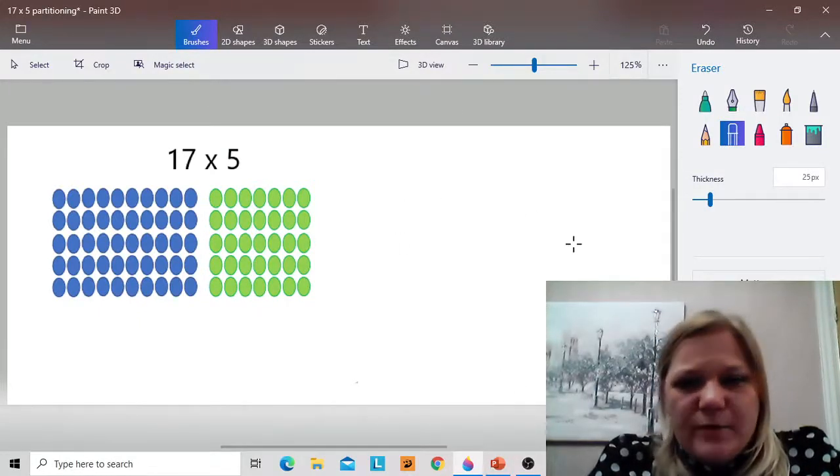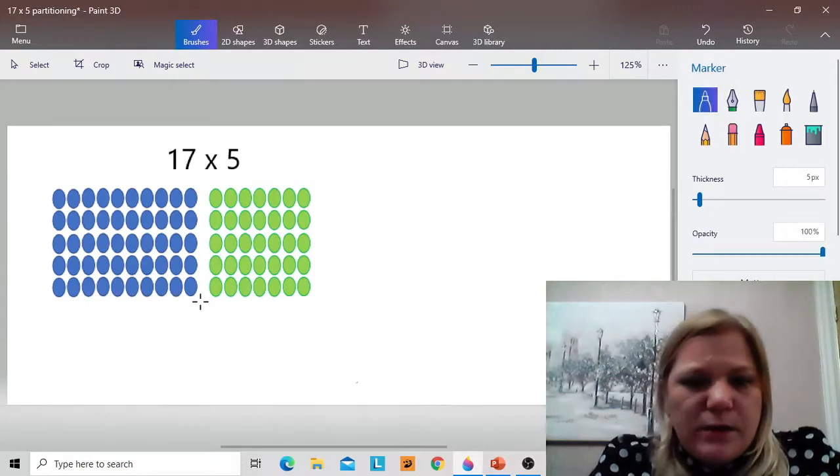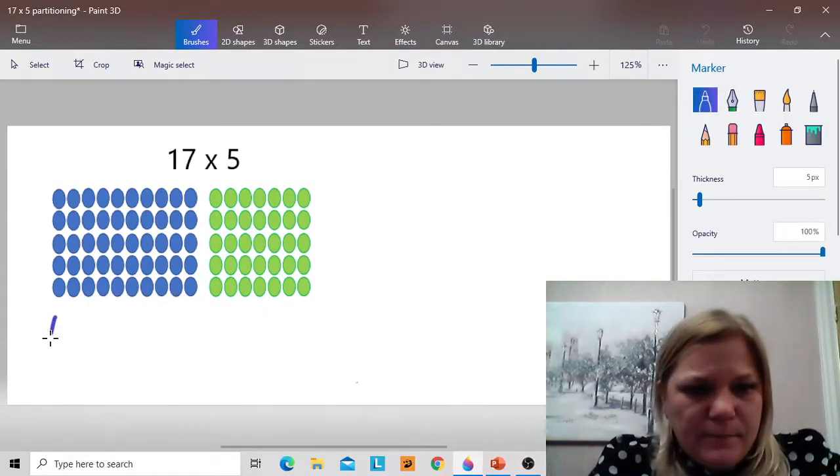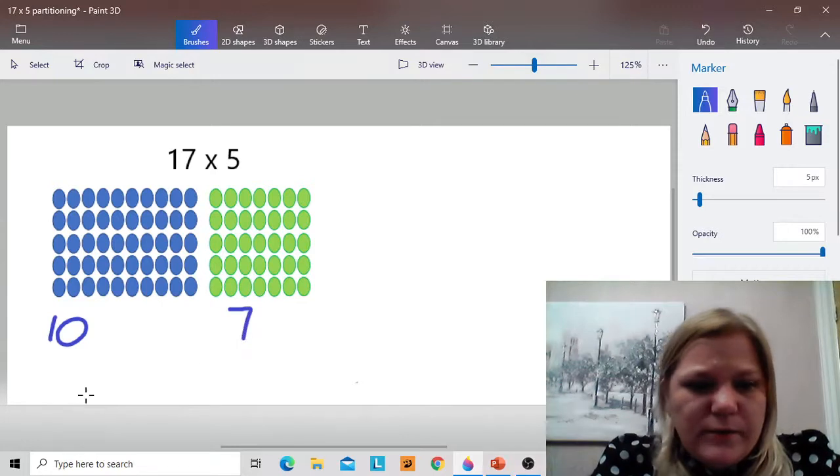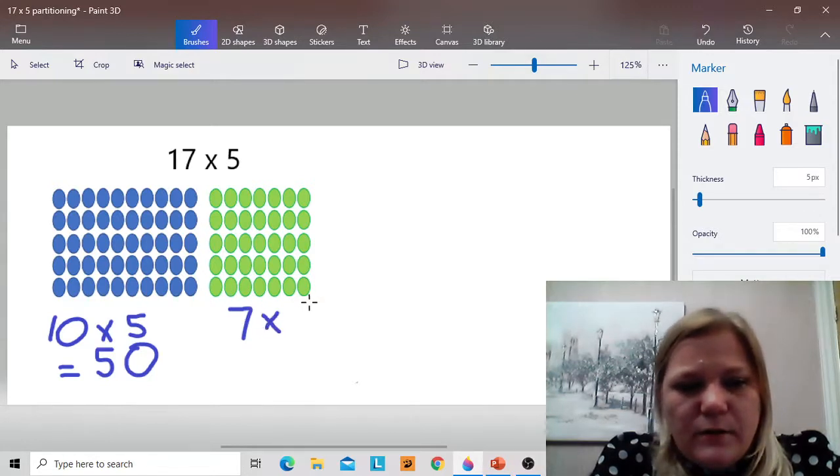We've got 17 times 5 here, and what we can do is partition the 17 into 10 and a 7, and we need to multiply both of those numbers by 5. So 10 times 5 equals 50, and 7 times 5 is equal to 35.